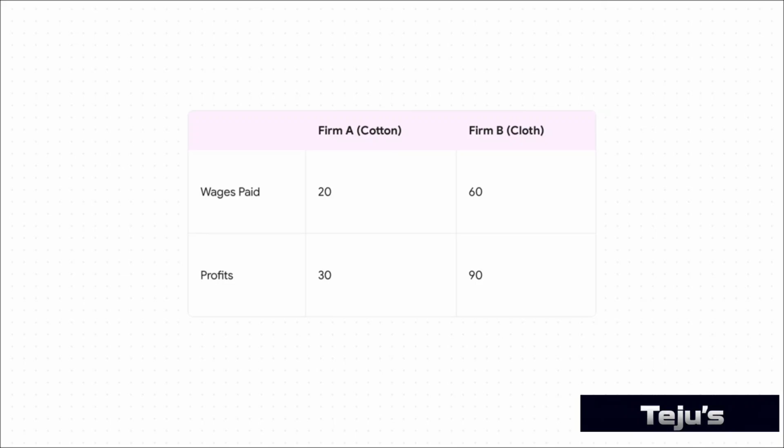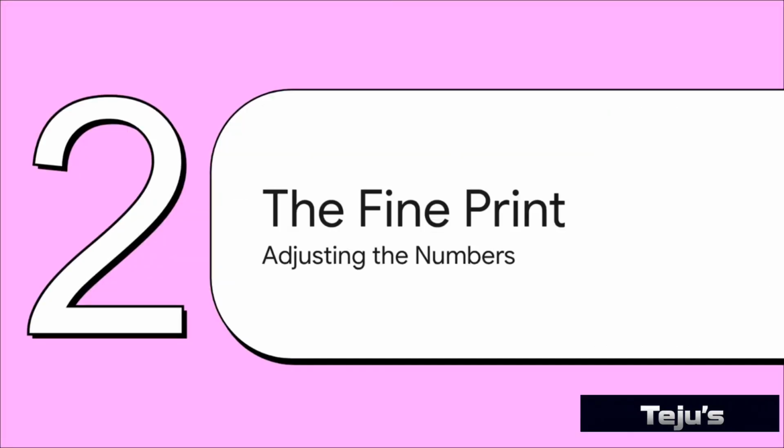So now let's add up all the income. Total wages paid were $20 plus $60, so $80. Total profits were $30 plus $90, so $120. And what's 80 plus 120? You got it, 200. Three totally different methods, one identical answer. Case closed. So now we know how that big number is put together.